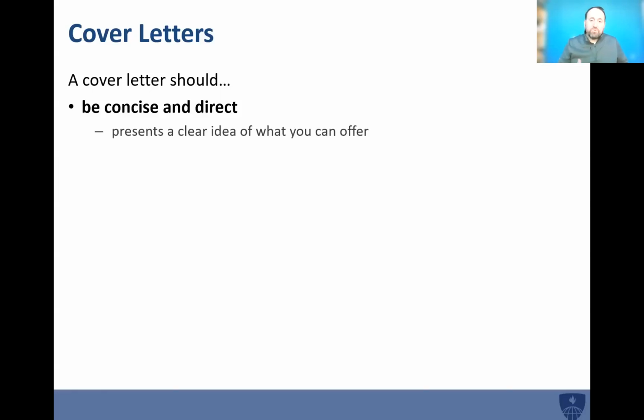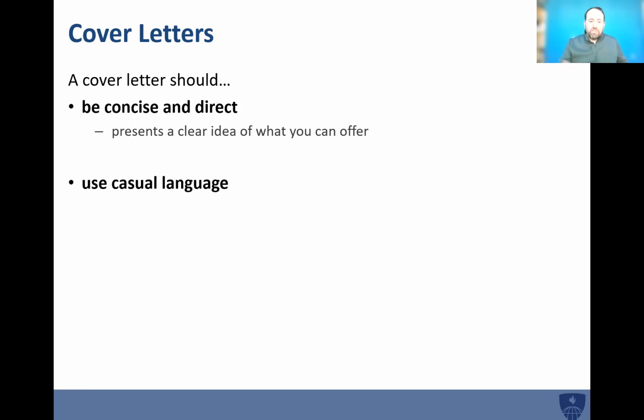If we also think about a cover letter, a cover letter should be concise and direct. Oftentimes when writing cover letters, we might get too stream of consciousness when we're writing it. We might want to include a lot of extra words that might not be necessary. And again, the more direct you can be with the information, probably the better. So present a clear idea of what it is that you offer, and I'll give you some structure of how those different sections would work.